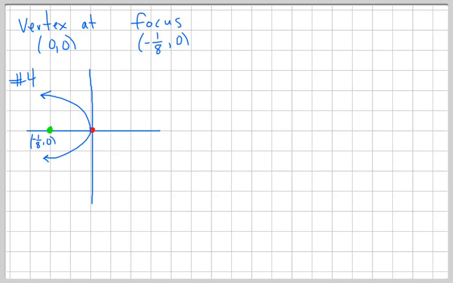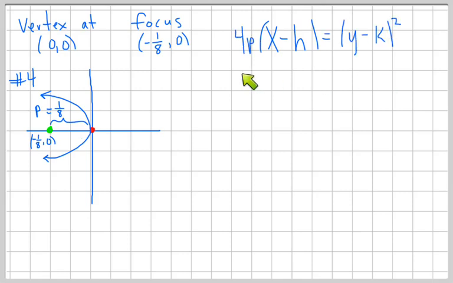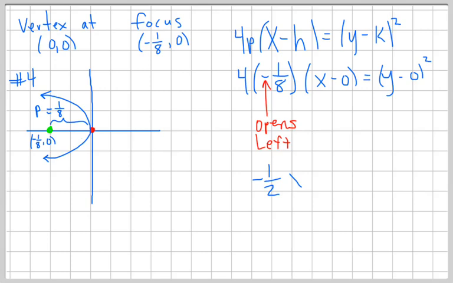I also know that this graph is opening to the left. That means my p is going to be negative in this case, right? So p, the distance is 1/8, definitely. But the sign, and we'll see in a minute, is going to be negative. So this is the equation we're going to be using up here. We're going to go ahead and plug that in. Notice that it opens left. I'll make sure to keep that negative sign there. And then I just collect everything and simplify.